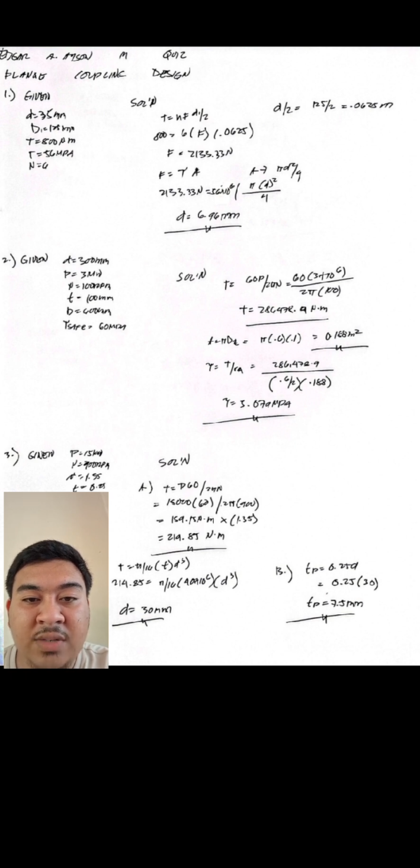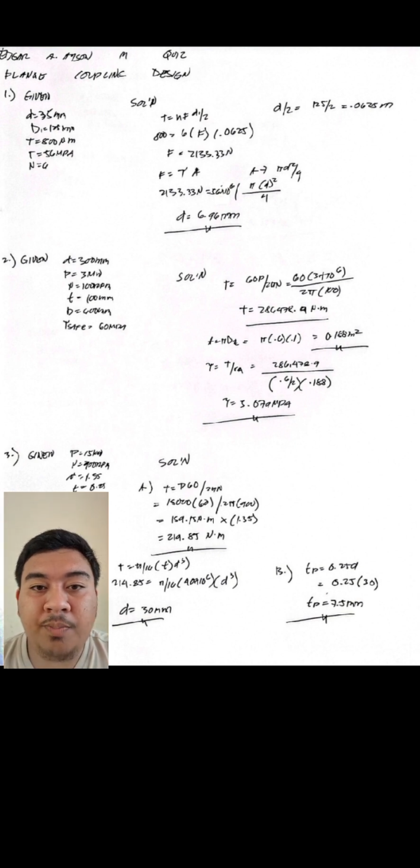The shear stress formula is F over A, then we substitute the values. 56 times 10 to the power of 6, which is 56 MPa, is equal to 2,133 over pi d squared over 4. So the diameter now is 6.96 millimeters. Therefore, the required nominal bolt diameter is approximately 7 mm.